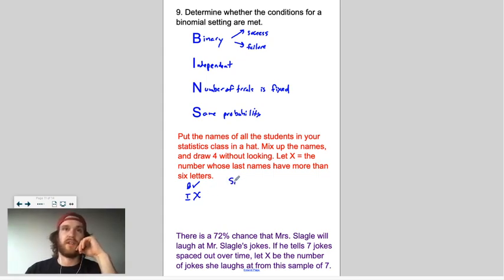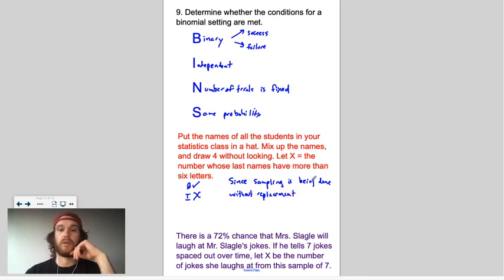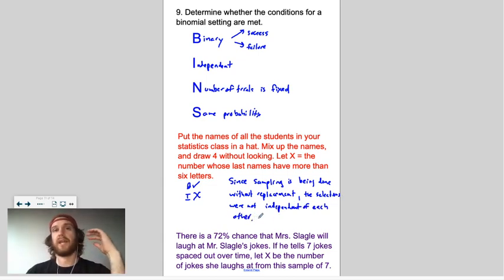So this is how I would say that. So you'd say since sampling is being done without replacement, the selections were not independent of each other. Now, if you had put them back in the hat, it would be a different case. Okay?